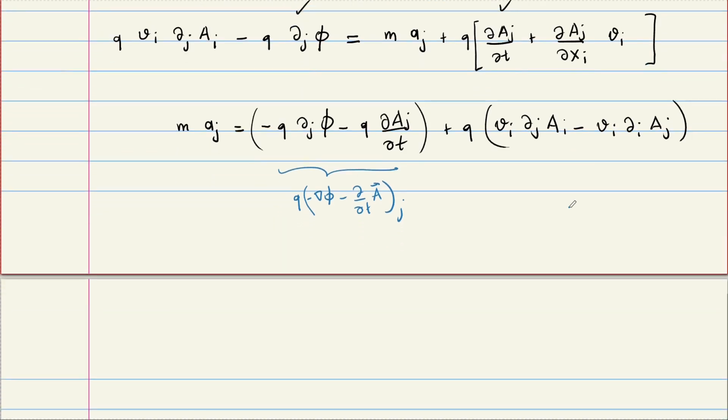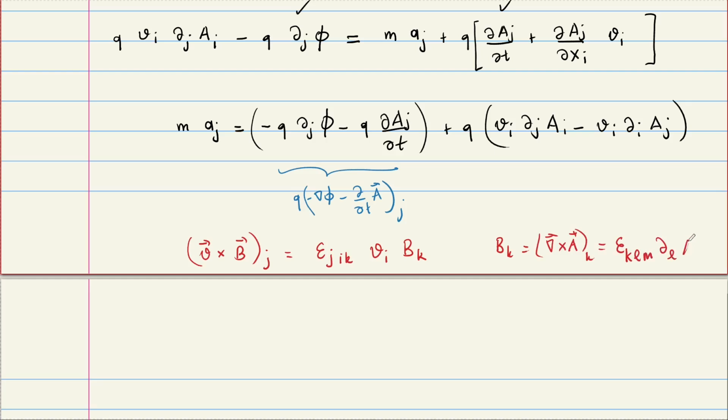And for that, I want to consider the following. Let's consider v cross B, and I want to look at jth component of this thing. And I will use this epsilon jik is equal to vi bk, and for bk I'm going to use this del cross a, kth component. So this is going to be epsilon klm del l am.